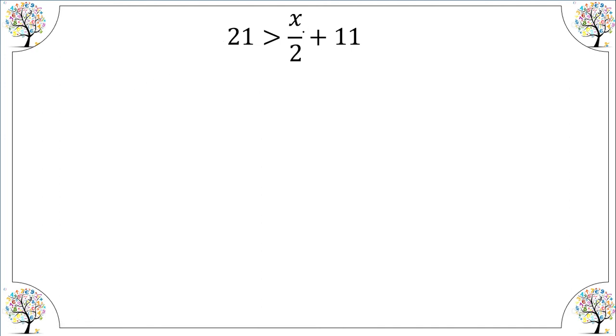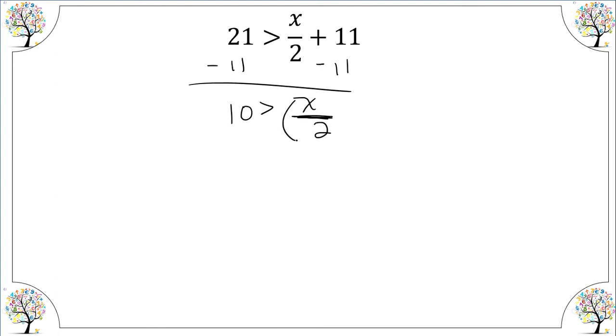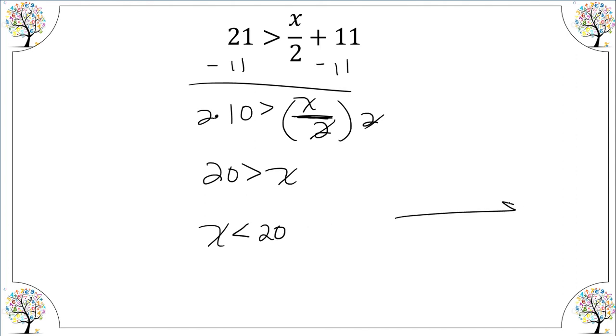Okay, this time our variable is on the right. I'm going to solve it as is, and then I'll flip it around in the end to put my variable on the left. So we need to undo the addition, so we're going to subtract. Now we're going to undo division by multiplication. So we're multiplying. I have 20 is greater than x, or I could say x is less than 20, so I'm going to flip it around just because I prefer it that way. We are going to graph this so we can do interval notation.